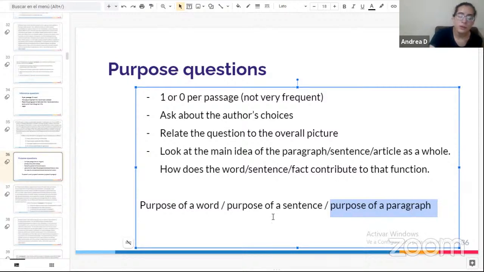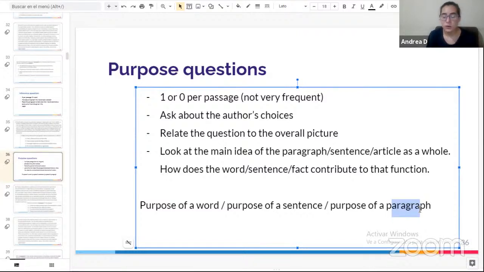And the way that you need to answer it is by relating that element to the overall picture. So if they're asking for a word, then you need to think, how does that word contribute to the purpose of the sentence? So what's the purpose of that word in the sentence? If they're asking for a sentence, think about the paragraph. And if they're asking for the paragraph, you gotta think about the whole reading, about the whole passage.